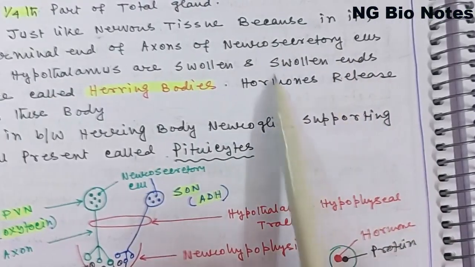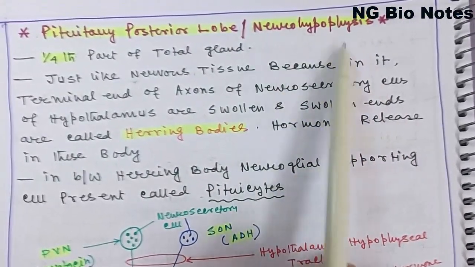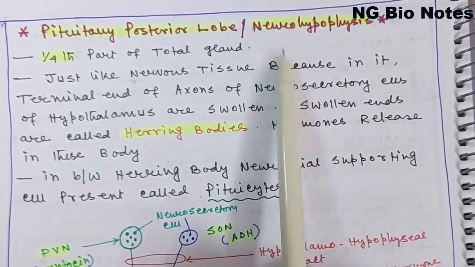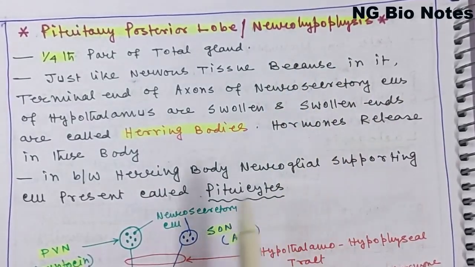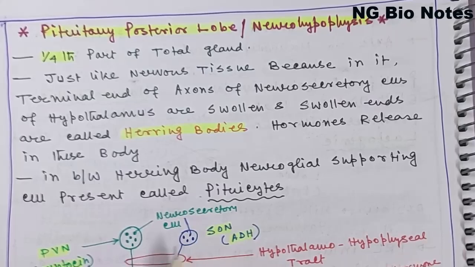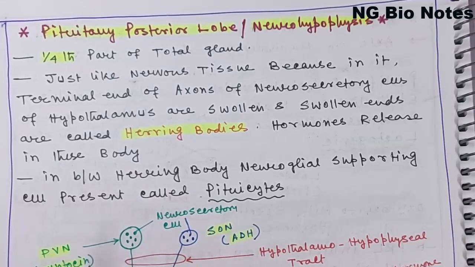In the next video we will discuss the neurohypophysis. The neurohypophysis does not synthesize any hormone, but there are two important neurohormones, oxytocin and vasopressin, which are synthesized in the hypothalamus but released through the neurohypophysis. So in the next video we will discuss the function and release of these two important neurohormones, oxytocin and vasopressin.